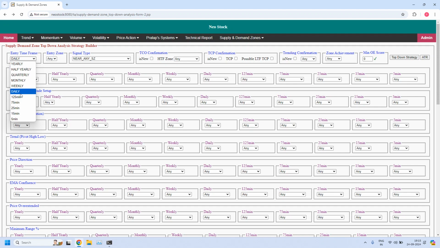Okay, next time frame is 125 minutes. So let us find the stocks near 125 minutes demand zone.